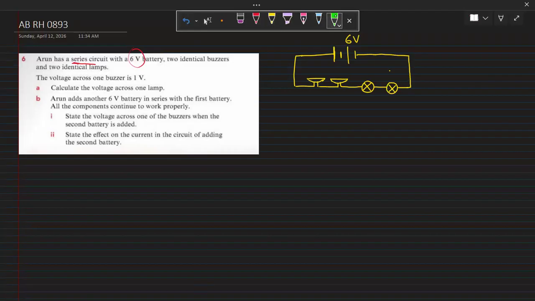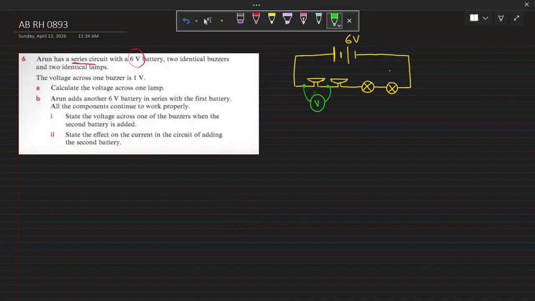Voltage across one buzzer. That means if I connect a voltmeter over here, because in order to measure the voltage we have to connect the voltmeter in parallel. You always have to connect the voltmeter in parallel. And how to make a parallel connection? You can see here the wires should come out, and then they will be connected with the voltmeter. We won't consider the current going through the voltmeter.